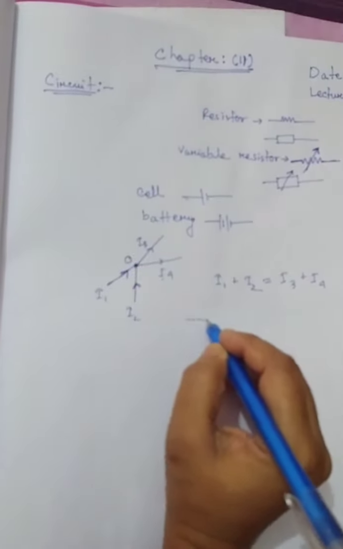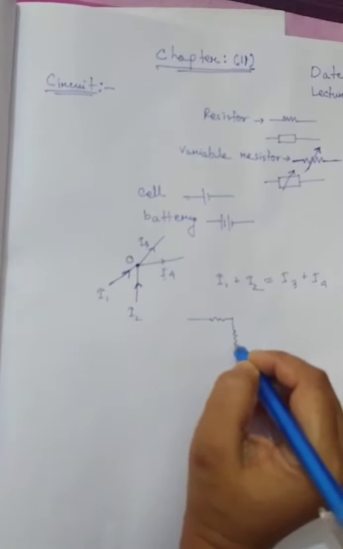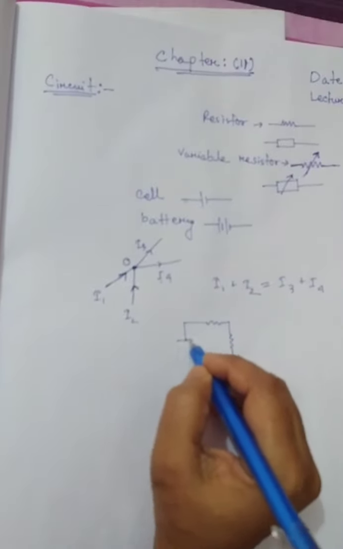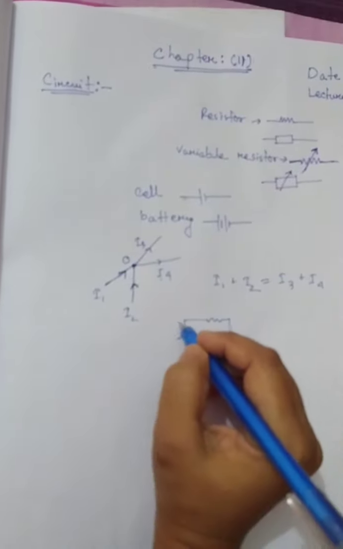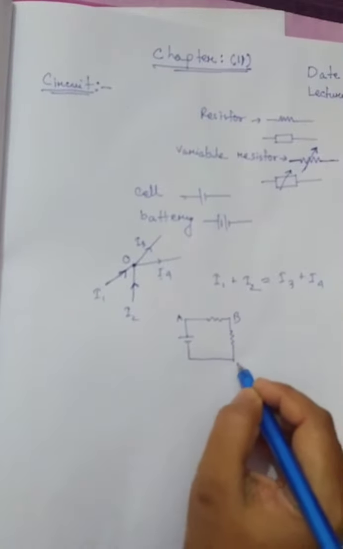A circuit can have many points. For example, this is a simple circuit consisting of two resistors, and here is point A, point B, point C, point D.